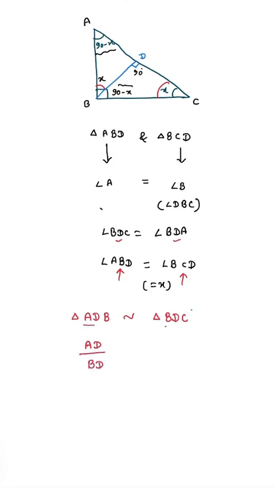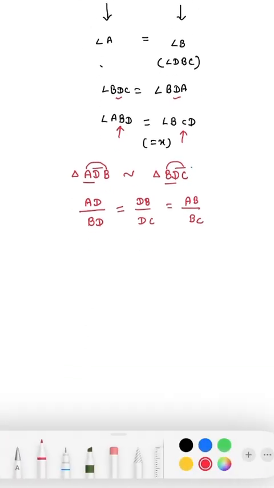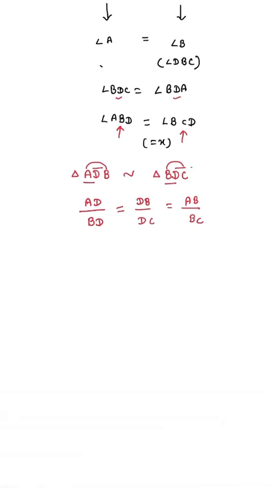Now if these two triangles are similar, we can write that AD by BD, and then DB by DC, and then AB by BC. We have to make sure that we are writing in correct order, because order is important whenever we are writing the expression either for similarity or congruency.